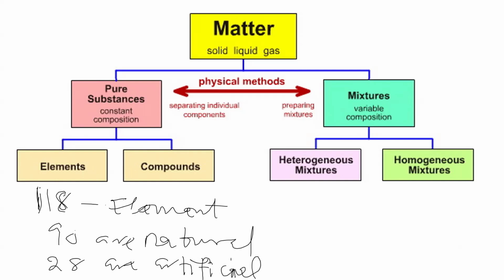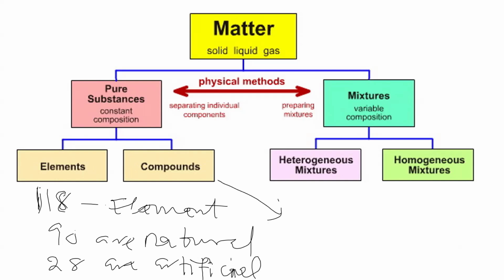And of course, these elements are classified on different bases. There are metals, non-metals, and metalloids. And with time, we are going to look at them very closely. So that is an element, and of course, we have a compound.